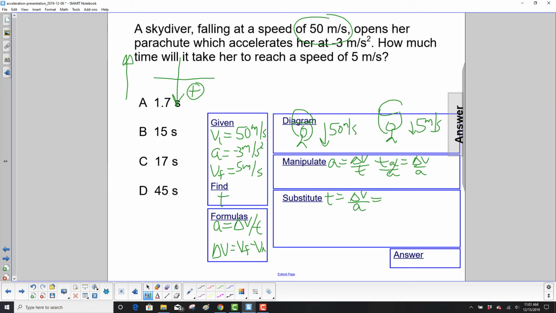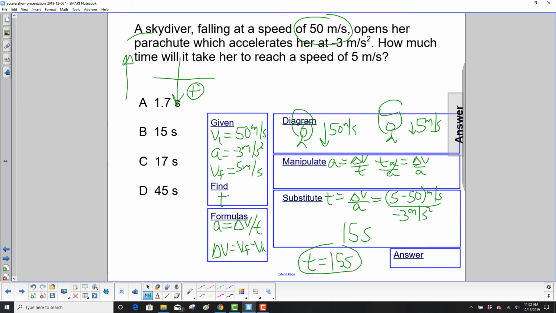So what's our change in velocity? Okay, our final speed is going to be 5. The initial was what? 50. Okay, can you see how that gives us a negative number? And the acceleration is minus 3 meters per second squared. The units work out to be meters per second divided by meters per second squared will give us seconds, which is excellent. And we have 45 over 3, which is going to be 15 seconds, which is positive, which is great. So your time is 15 seconds.